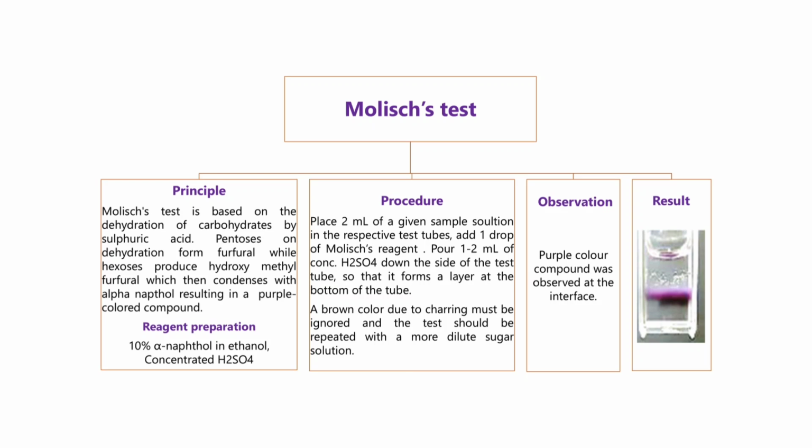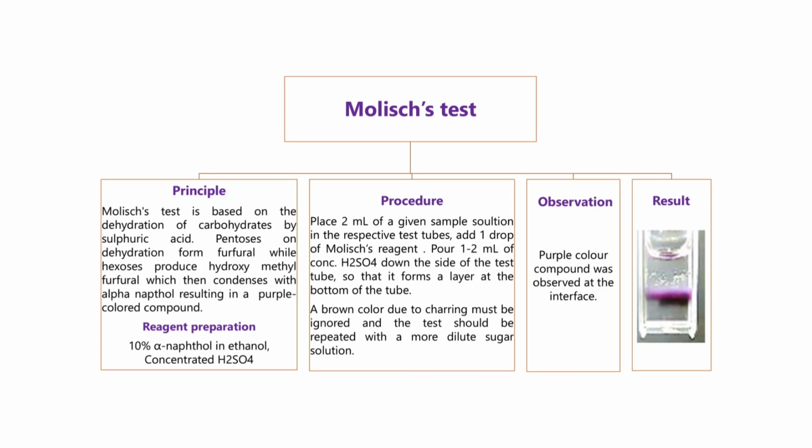Molisch test is one of the preliminary tests, as I told you earlier. The reagent for the Molisch test can be prepared manually or you can get it commercially. The Molisch test works on the principle based on dehydration of carbohydrate by sulfuric acid. Most of the sugars form furfural or produce hydroxymethyl furfural, which then condenses with alpha naphthol, resulting in the formation of a purple color compound.